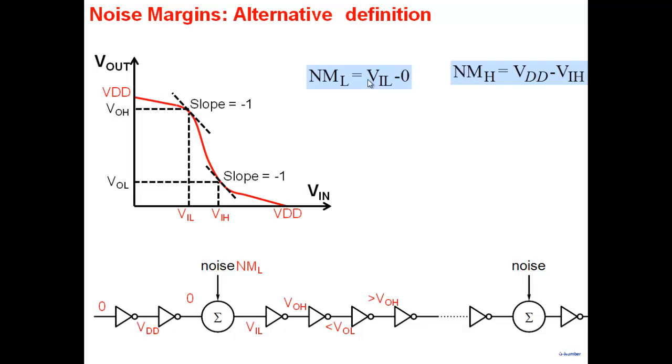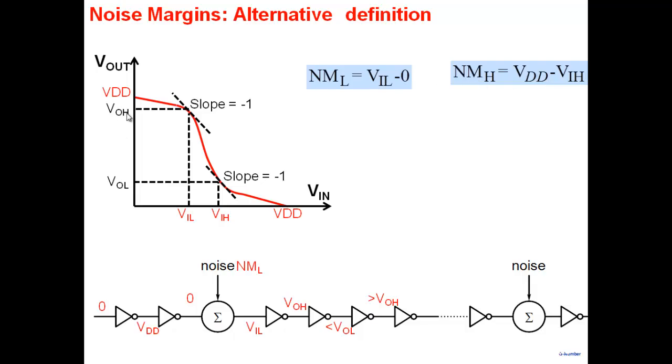You can check: if you use this concept of noise margin, and if I start putting noise at every input, the system would fail. The system would fail in this case. But this is a very common definition also. In fact, many of the textbooks would define it like this. So NML is VIL minus 0 and NMH is VDD minus VIH. That's the definition that they would use.